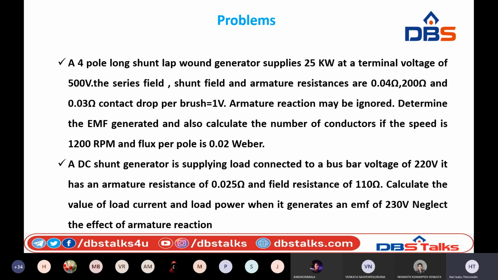Now write the series field resistance RSC is equal to 0.04 ohm, RSH is equal to 200 ohm and RA is equal to 0.03 ohm, right? Already in theory I explained shunt field resistance is high, that is 100 to 300, and series field resistance is low, less than 1 ohm, right? And determine the EMF generated.